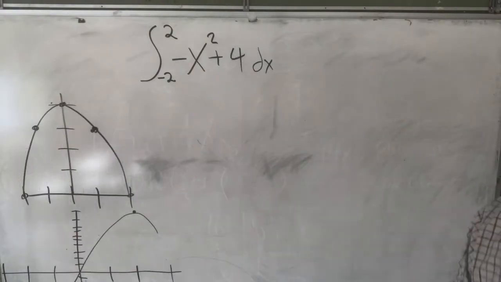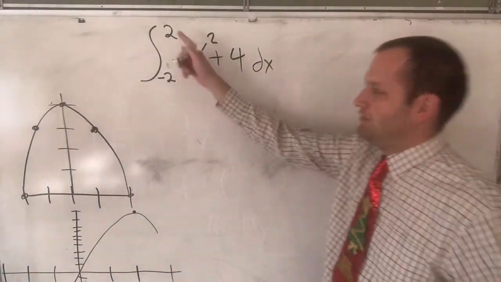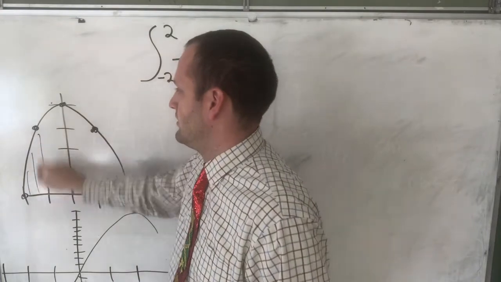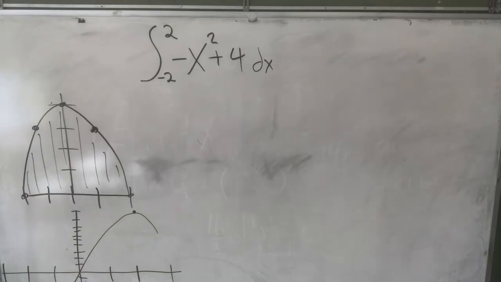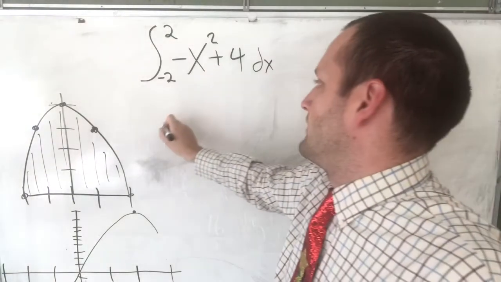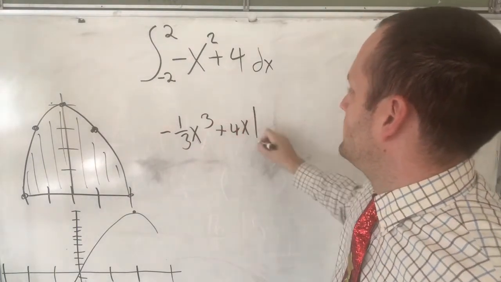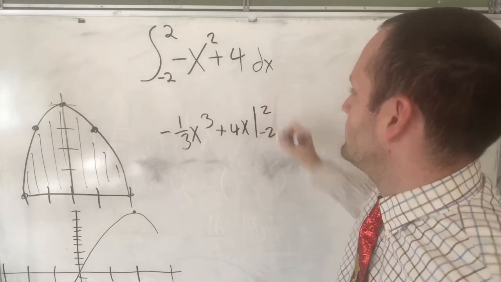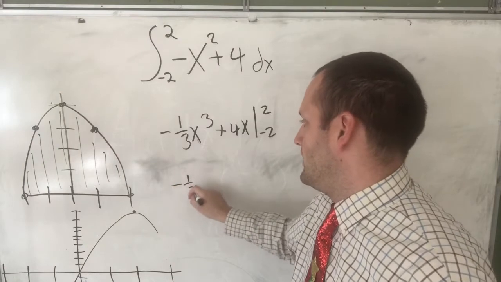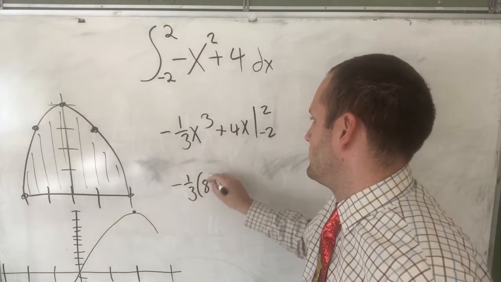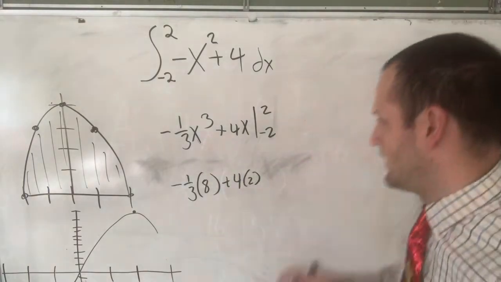Let's try another problem. Here we have the graph -x squared plus 4. We want to integrate it from -2 to 2. So basically, what is this area under the curve? Okay, looks similar to the last problem we did, but it's kind of flipped upside down. Well, we integrate this. This is going to give us -1/3 x cubed plus 4x. We need to go from -2 to 2. We plug 2 in. That gives me -1/3 times 8 plus 4 times 2, because 2 cubed is 8.